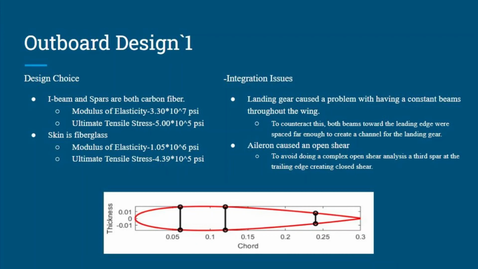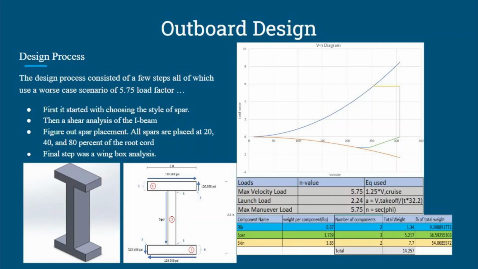There were a few integration issues. The landing gear prevented a constant 3-spar design throughout the wing. To account for this, a channel for the landing gear was created, while open shear caused by the aileron made the structure unsafe. A trailing edge spar was introduced to close the gap. The design process consisted of a few steps, all of which used a worst-case load scenario of 5.75.